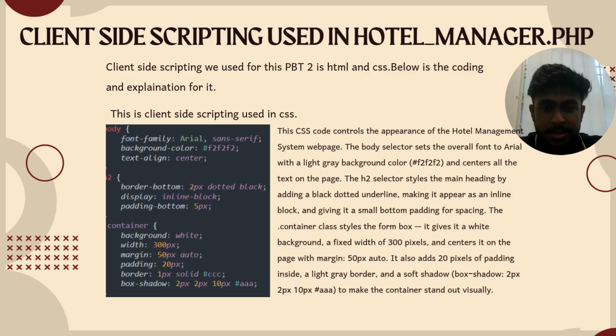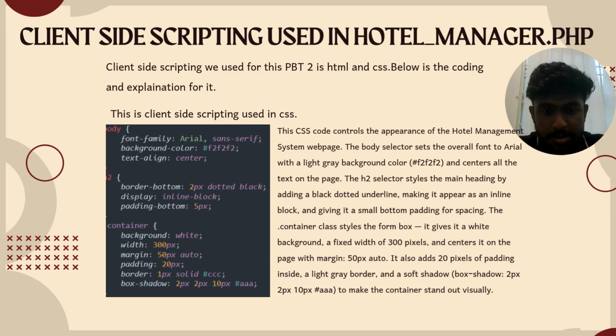So this CSS code controls the appearance of the hotel management system web page. The body selector sets the overall font to Arial with a light gray background color and centers all the text of the page. The H2 selector styles the main heading by adding a black dotted underline, making it appear as an inline block and giving it a small bottom padding for spacing.